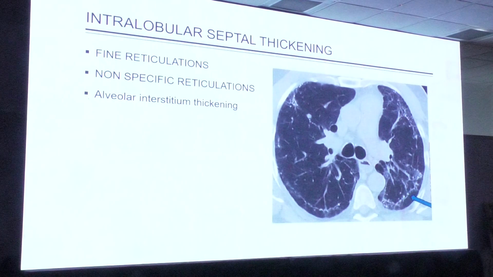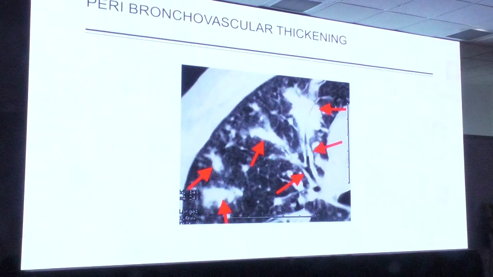You could see the intralobular, which we discussed. Why does this happen? Because of thickening of the alveolar wall, the interstitium of the alveolar wall. Then we have peribronchovascular thickening. Along the bronchiole and the pulmonary artery, we might have thickenings. It is called peribronchovascular thickening.